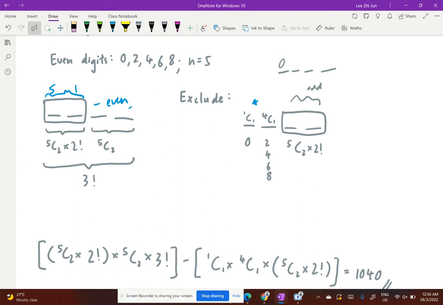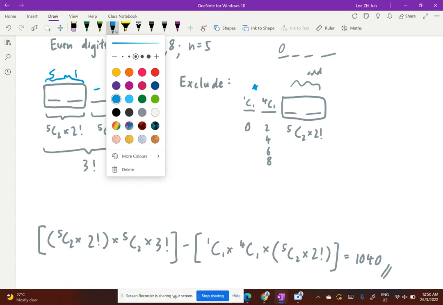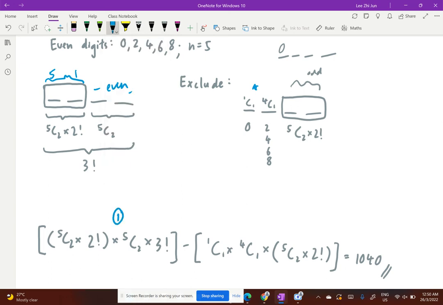Okay, so here is the answer: 1040. This is for all cases, excluding the case where zero is the first digit.